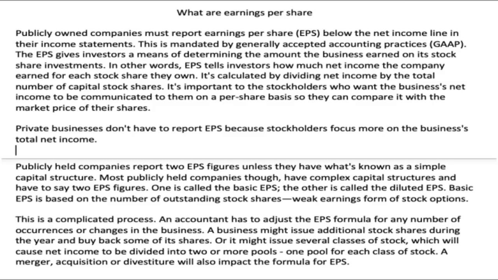An accountant has to adjust the EPS formula for any number of occurrences or changes in the business. A business might issue additional stock shares during the year and buy back some of its shares. Or it might issue several classes of stock, which will cause net income to be divided into two or more pools, one pool for each class of stock. A merger, acquisition, or divestiture will also impact the formula for EPS.